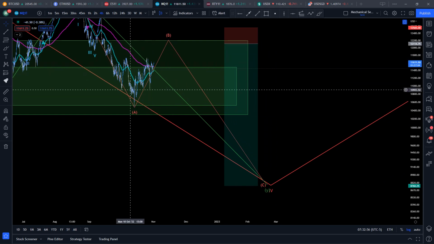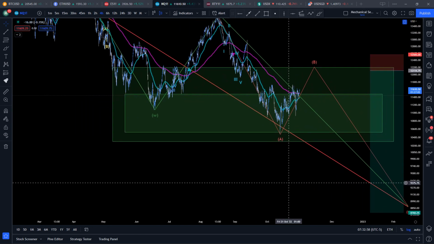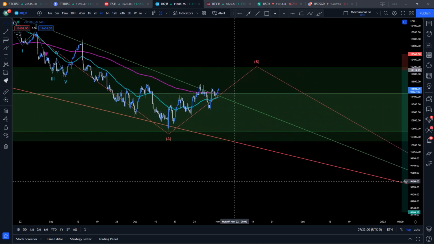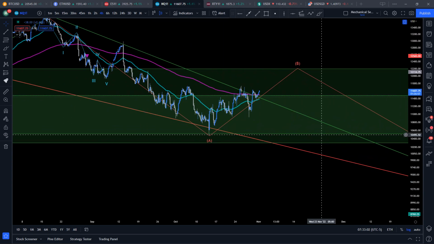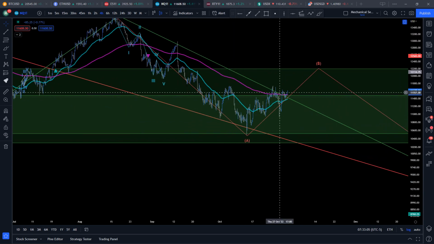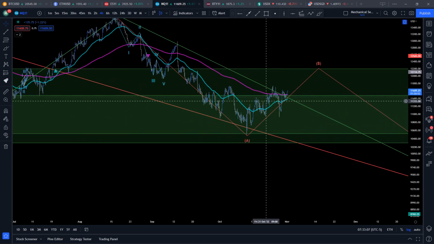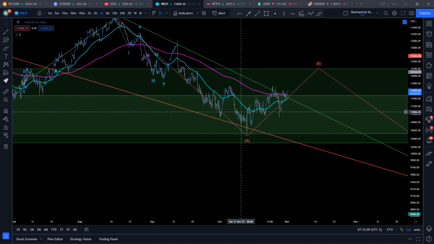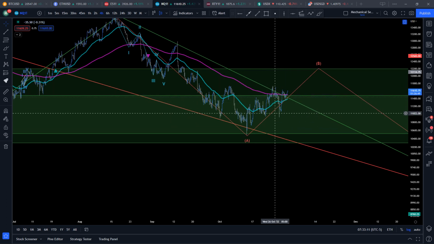For now, this is just a really stupid looking structure. It's just corrections within corrections, and there's nothing here. There's nothing here right now. Okay, that's the problem. There's just nothing here right now for me to do anything with.